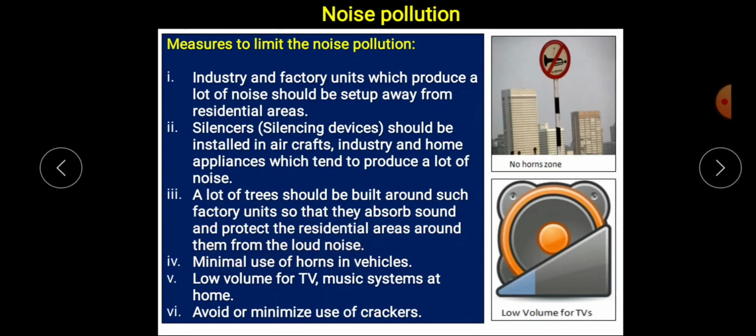The trees have the capacity to absorb this vibration. So if we plant lots of trees, the trees will absorb this noise and will prevent us from having problems from this noise pollution. Then minimal use of horns in vehicles, low volume for TV, music systems at home, and avoid or minimize use of crackers. All these can help us to limit the noise pollution.